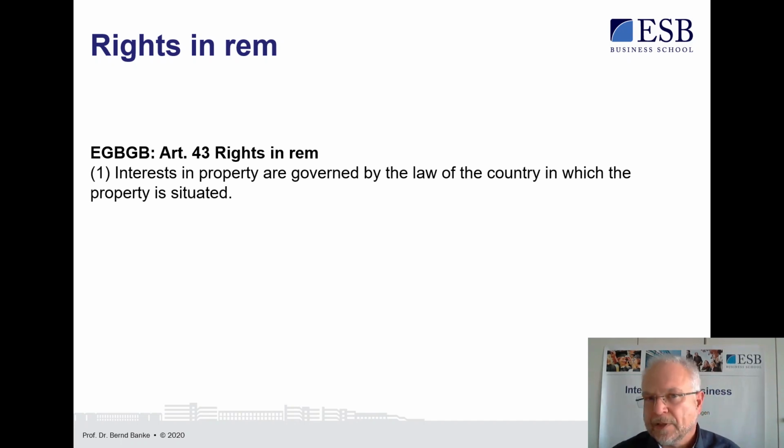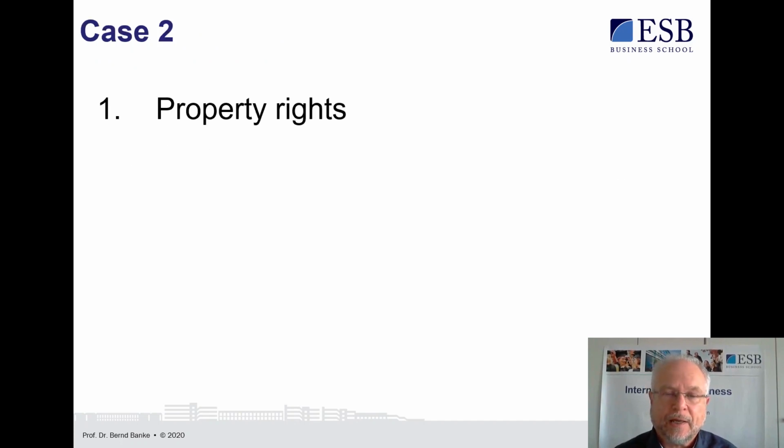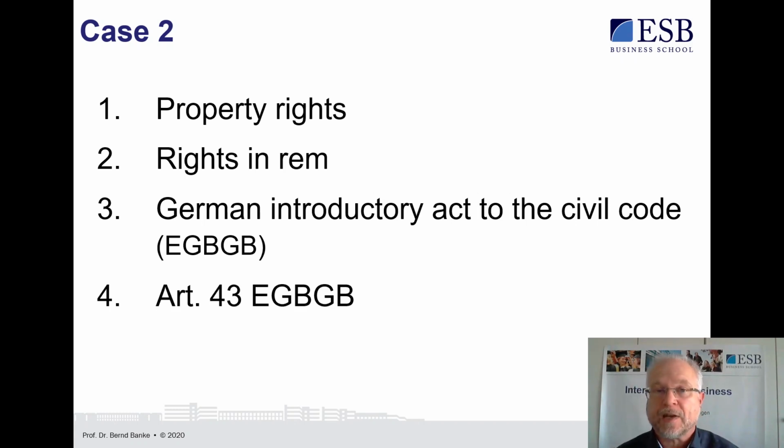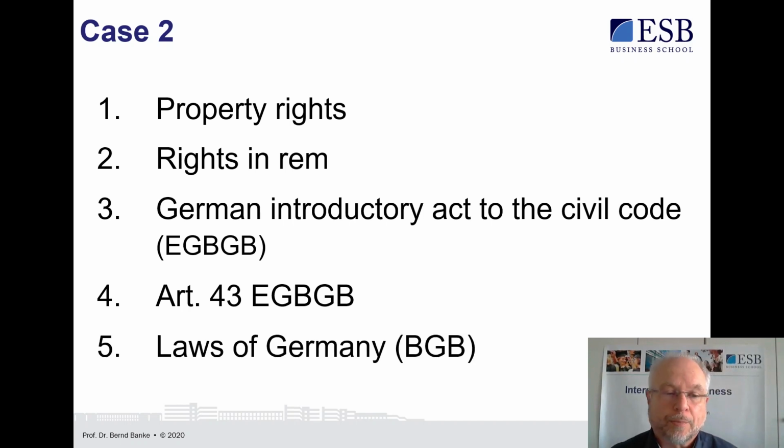Good. Now let's have a look at the case again. We are dealing with property rights in that case. It's rights in rem to be qualified. We have a regulation for that, which is Article 43 of the German Introductory Act to the Civil Code. And since these goods, tough luck for the United States supplier, are in Germany, the German laws will be applied. So most likely he'll get them back, pretty sure. But even though he should get them back, the supplier in the United States might not be that happy if it's German laws.